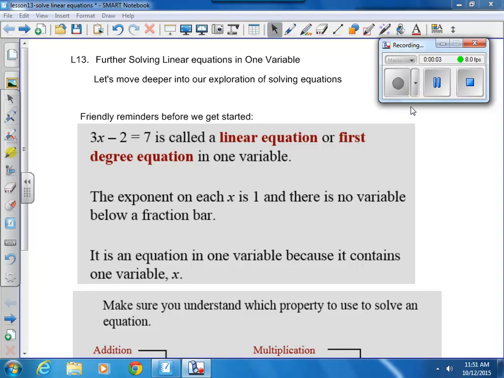Okay, welcome back. Lesson 13, further solving linear equations in one variable. So we've done a light intro to solving equations. Now we just want to go further into our practice. Let's begin. Friendly reminders before we get started.